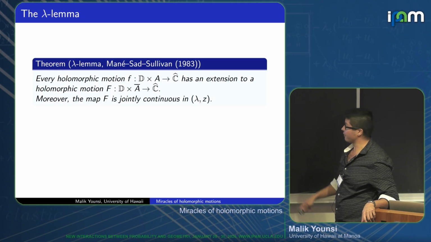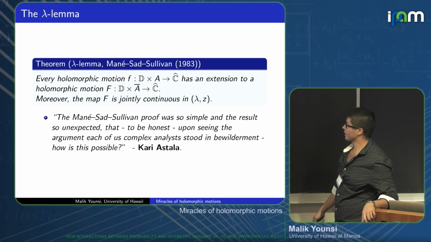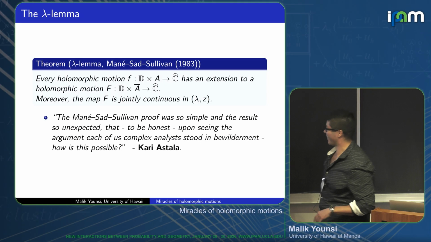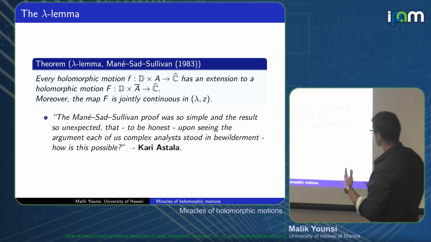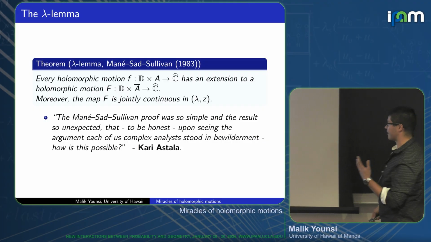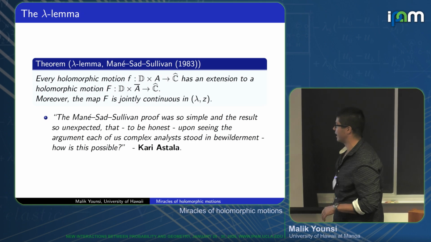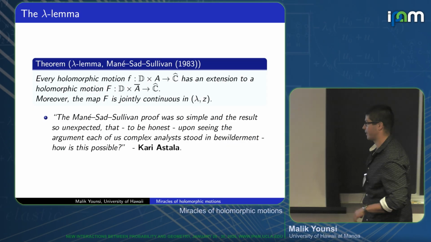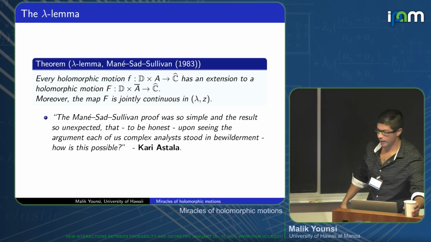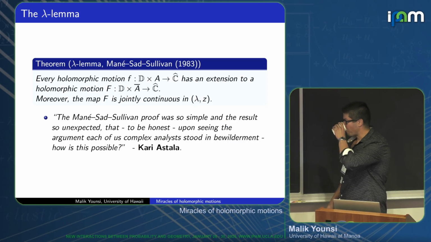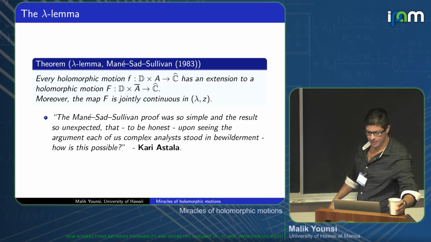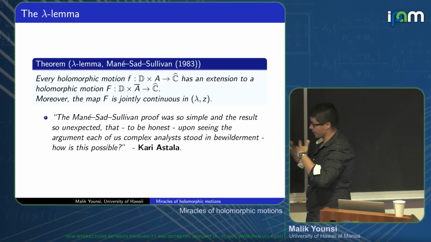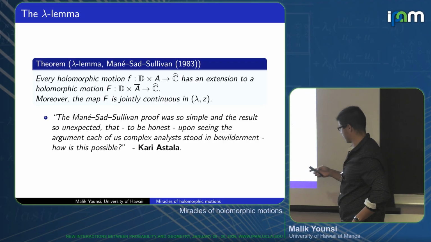And a couple of years after that, there's another quote. That's the last one, I think. So the Mañé-Sullivan proof was so simple and the results so unexpected that, to be honest, upon seeing the argument, each of us complex analysts stood in bewilderment. How is this even possible? Okay, so that's the lambda lemma. You can always extend to the closure of a set.